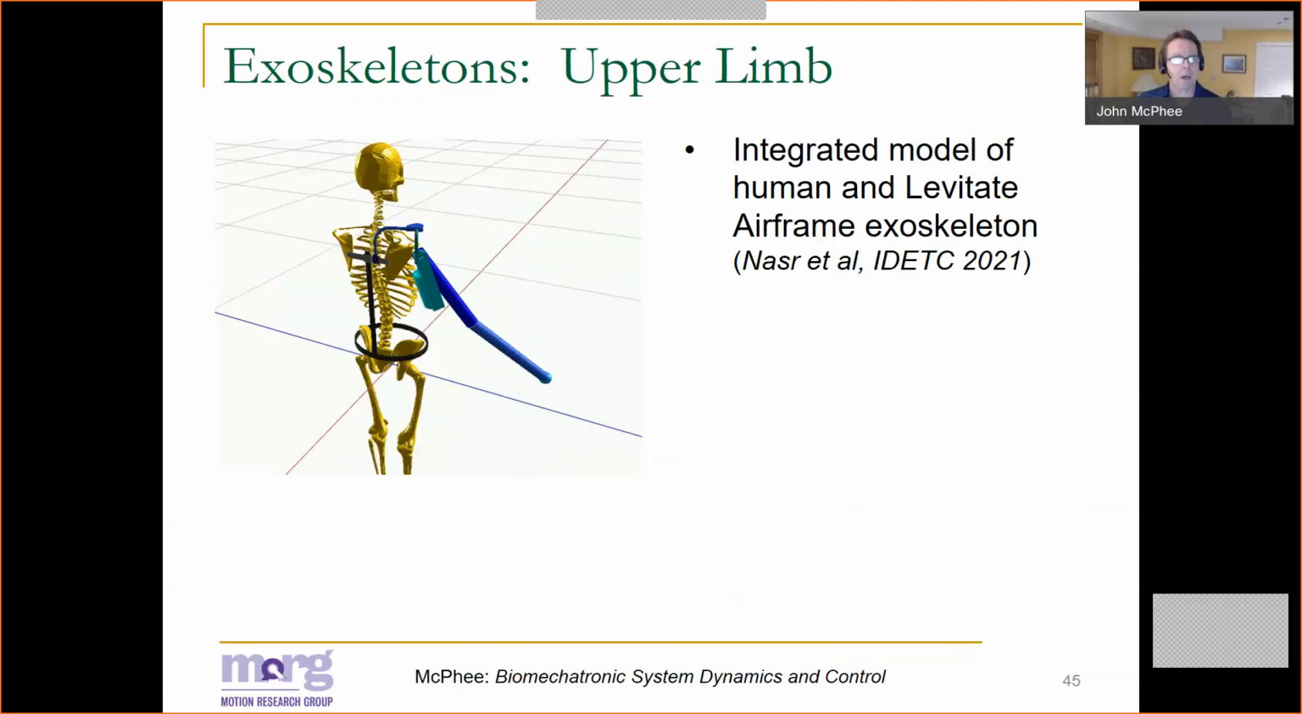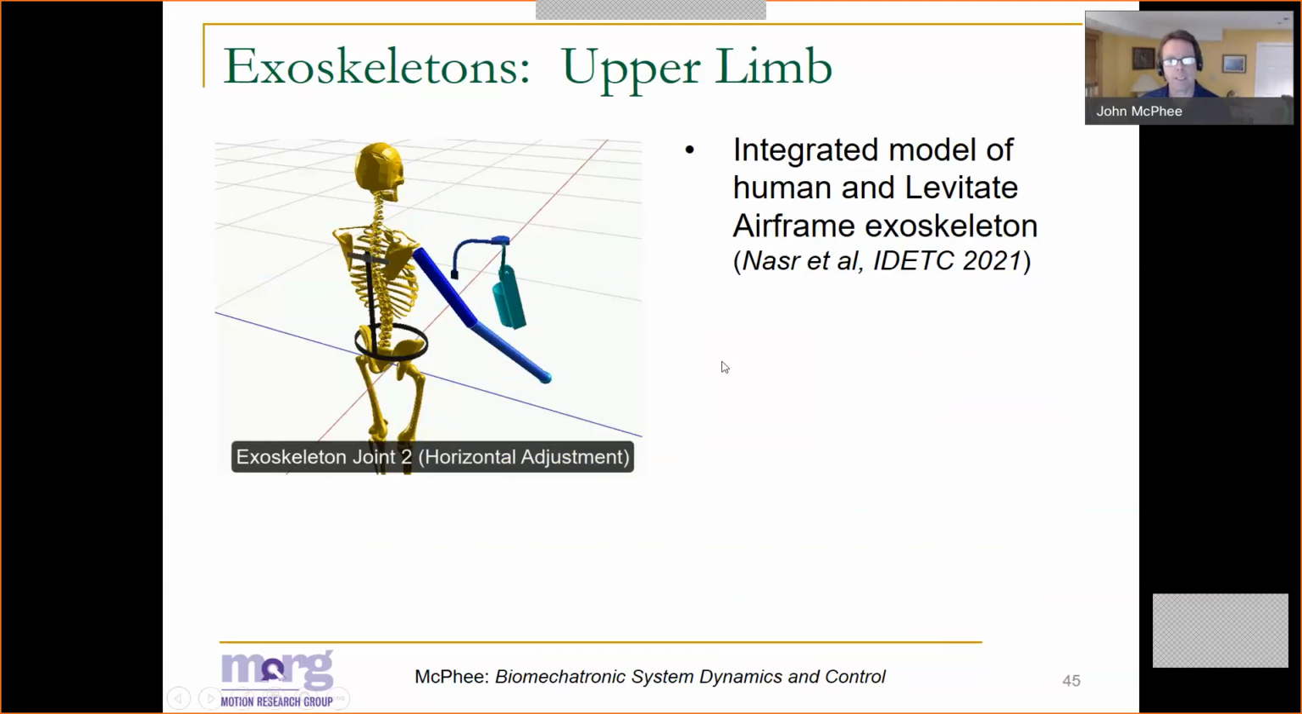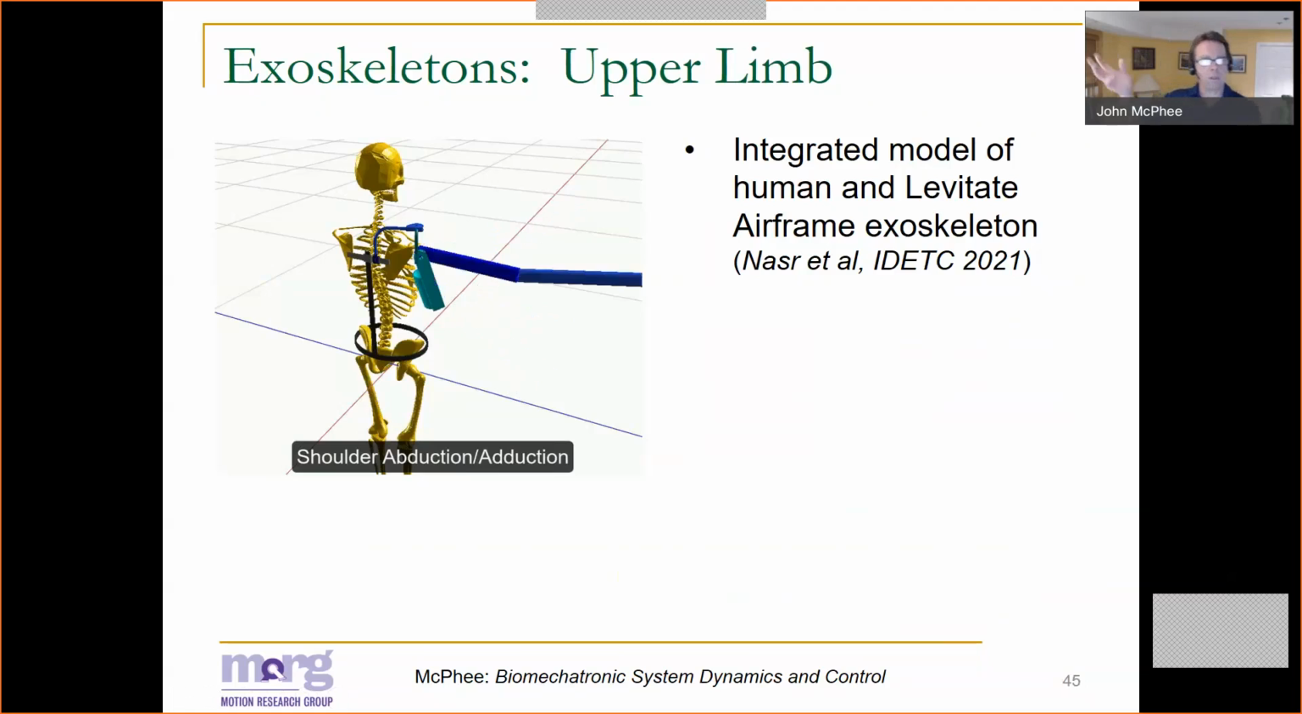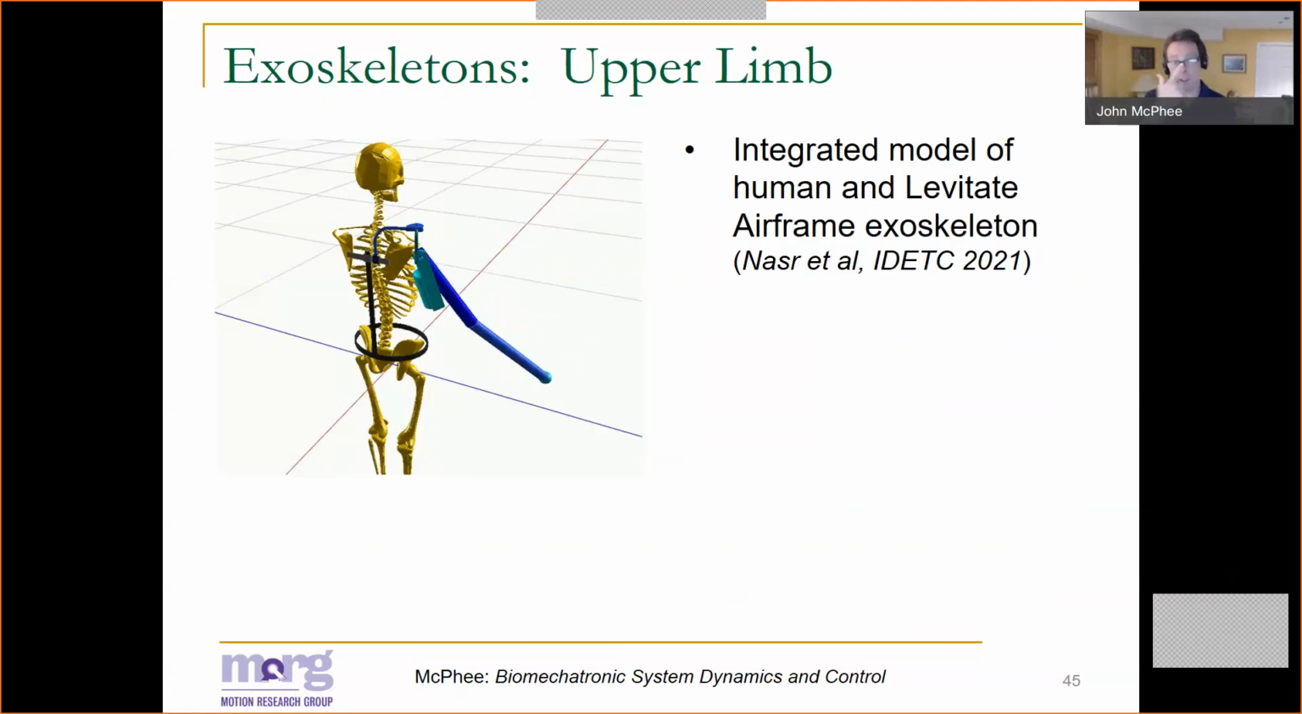has developed an integrated model of a human user and an exoskeleton made by Levitate, the airframe exoskeleton. An interesting thing about this model is the underlying structure of the human arm is different from the structure of the exoskeleton, as you can see in this animation. They both allow the same degrees of freedom of the arm to which they're both connected, but the topology along the way is different, which creates a closed kinematic chain.